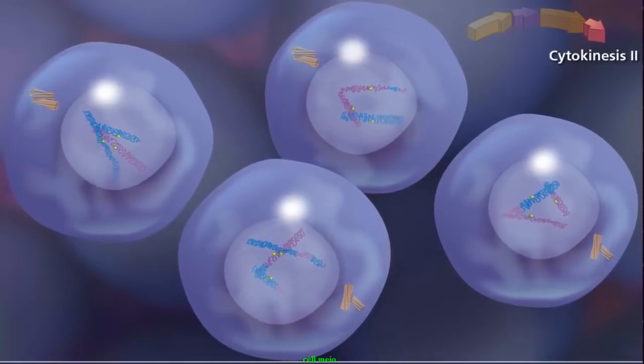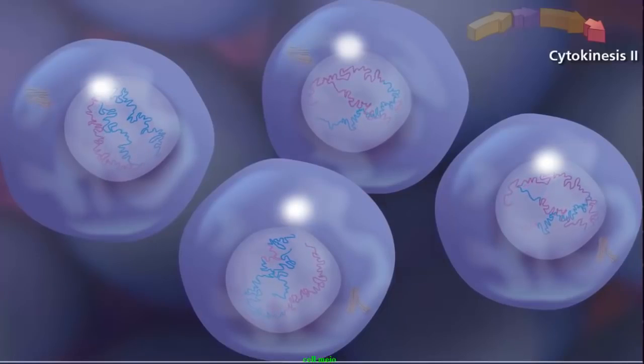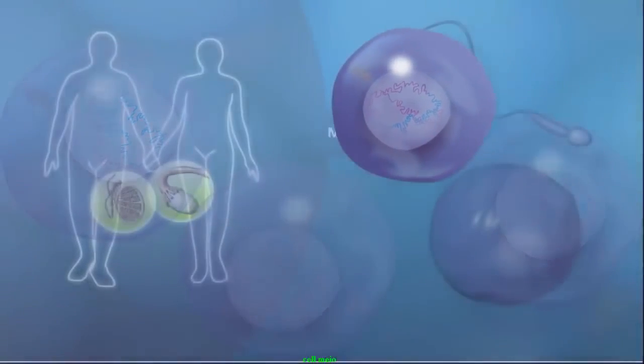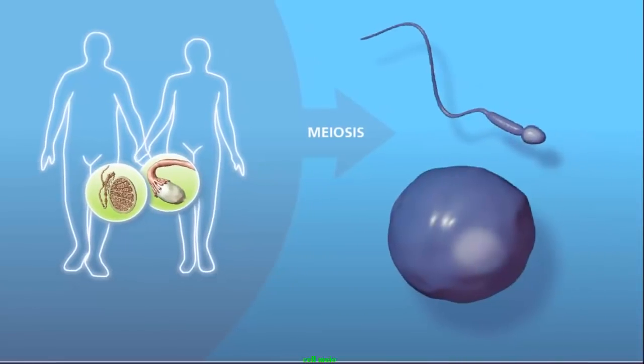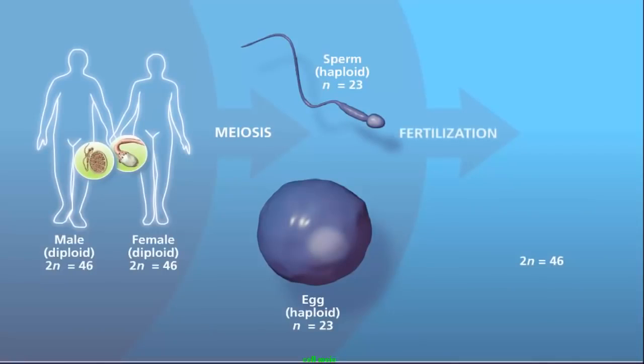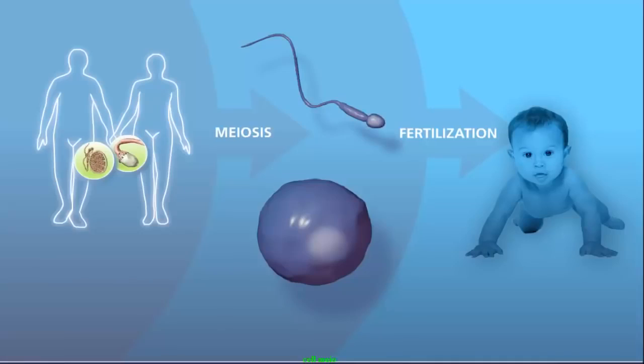Cytokinesis occurs, and cleavage furrows separate the 2 daughter cells into 4 haploid daughter cells. The haploid daughter cells will specialize into gametes, either sperm or egg. These fuse in fertilization to form a zygote, which will grow into a child. The child receives half its chromosomes from its mother and half from its father. Because men and women produce millions of gametes, and the selection of gametes in fertilization is random, this contributes to genetic diversity. This explains why a child isn't identical to either parent.